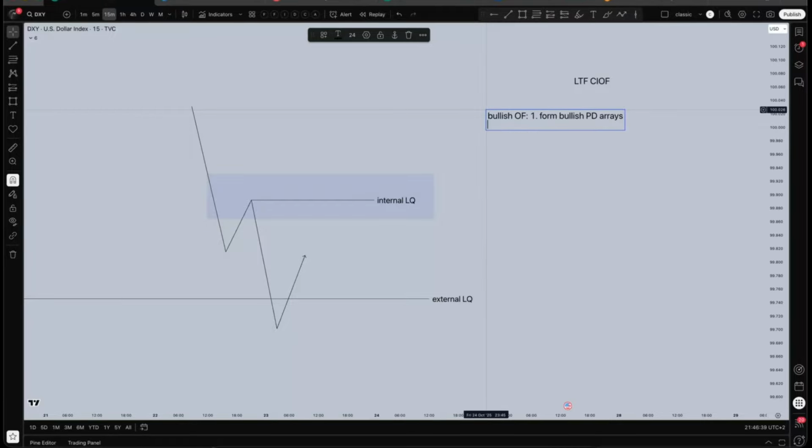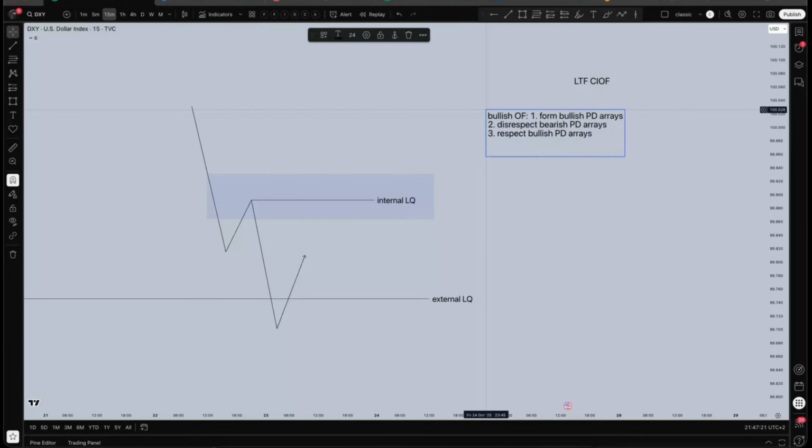The second thing which you want to look out for is price to disrespect bearish PD arrays. So price should be able to inverse bearish PD arrays and then use them to expand higher once they are inversed. Then the third thing is we want to see price respect bullish PD arrays, right? So if price is retracing into those inversion or bullish PD arrays, then we want to see price obviously also respect those PD arrays. And that is the definition of bullish order flow.